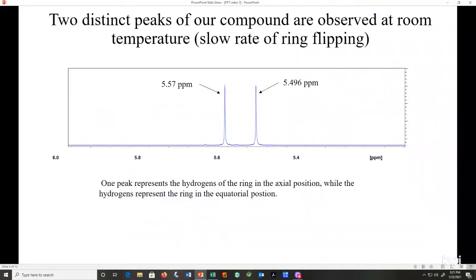So here's the NMR spectra that was collected for our compound at room temperature, and this is going to be a really slow rate of ring flipping. And so here we can see two distinct peaks, one for the hydrogens of the ring in the axial position, and the other one for the hydrogens of the ring in the equatorial position.